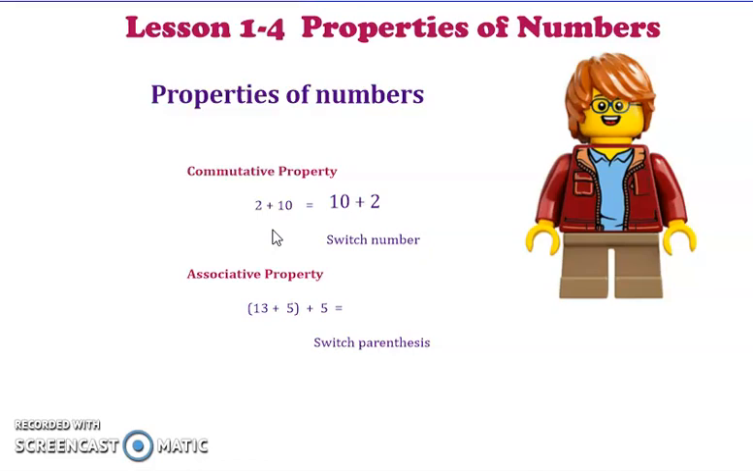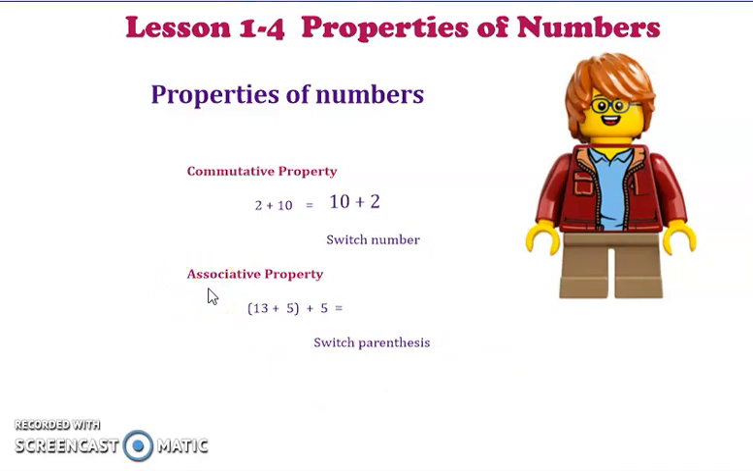It also doesn't work with division. So if you have 6 divided by 2, that equals 3. But if you have 2 divided by 6, that equals 1/3. So they're not equal when you're talking about division or subtraction. This only works for addition and multiplication. Okay, so let's go ahead and also look at the associative property.